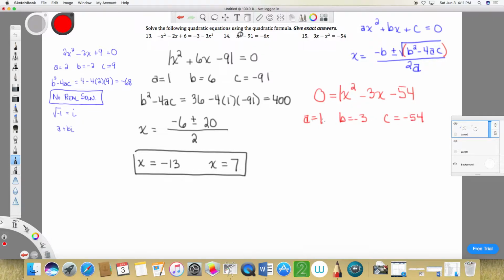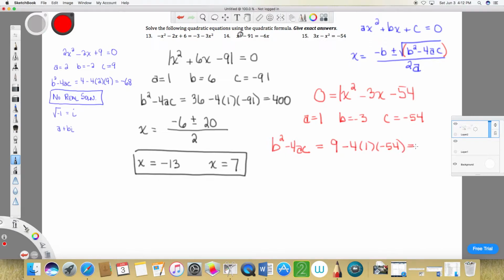See, these are the coefficients. These do not have the variables. A is not 1x squared, a is 1. And I often see students accidentally put variables there, and then they get down here and they don't know how to substitute. If b is negative 3, then b squared is positive 9 minus 4 times 1 times a negative 54.